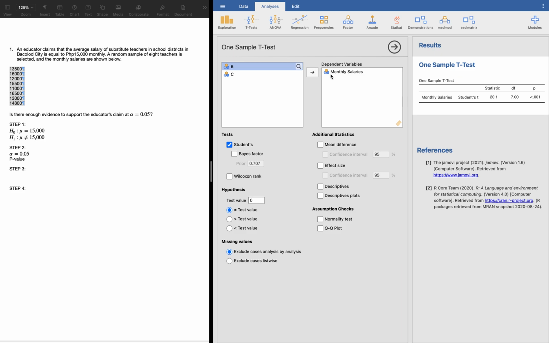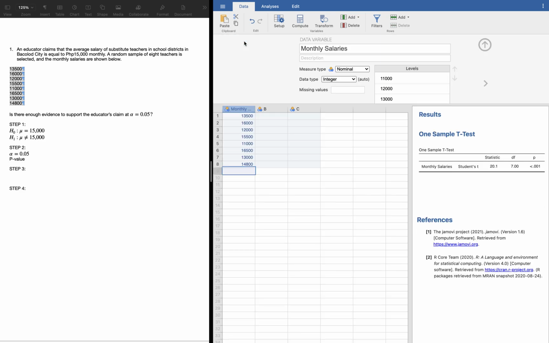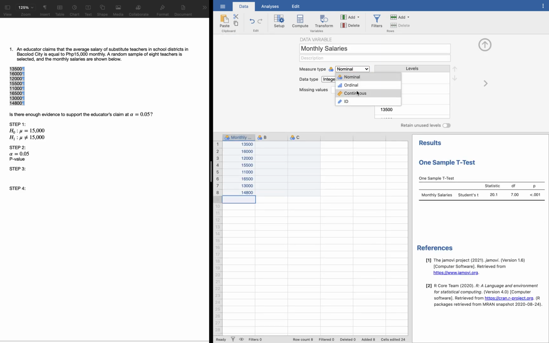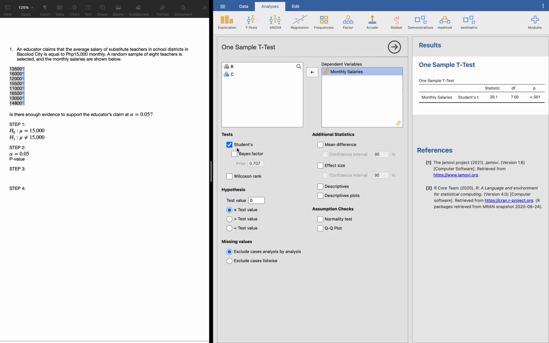Anyways, why is it? Okay, let's go to data again. It's still nominal. We want to make it ordinal. Okay. Going back in analysis. We want the student's t-test. Again, you can see a lot of options here. This is a two-tailed test. We can see in our step one that it's two-tailed. So we're going to make use of the unequal sign. Our test value is 15,000. We want to put it there.